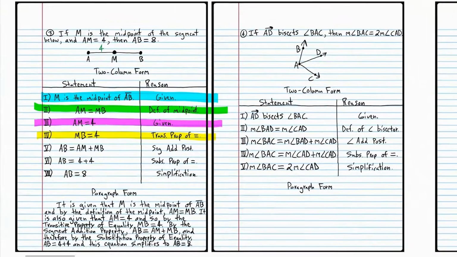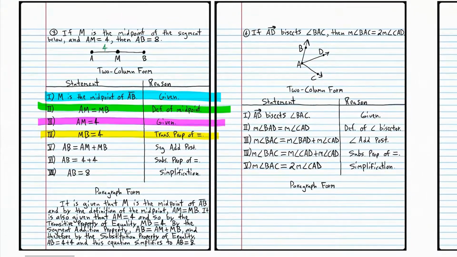So again, I have a similar proof. Now we're using angles though, almost the exact same proof in 2-column form, and you don't really have to do it. All you have to do is just convert to paragraph form. So why don't you go ahead and try number 4, convert that 2-column proof to paragraph form, and when you come back, we'll do it together.